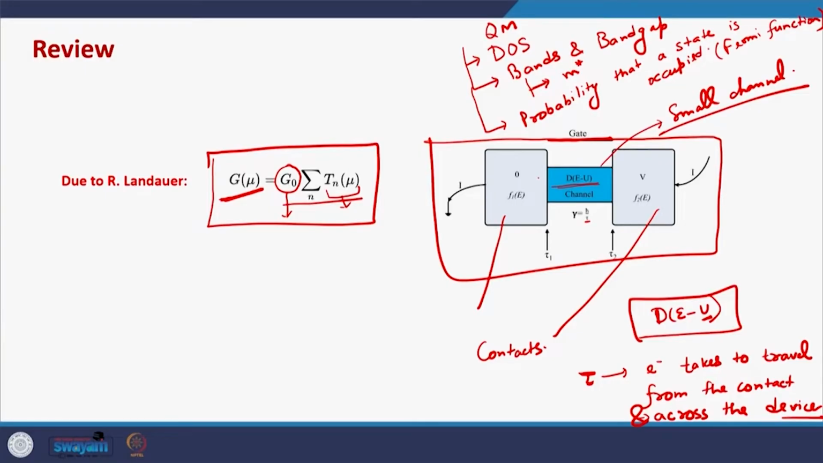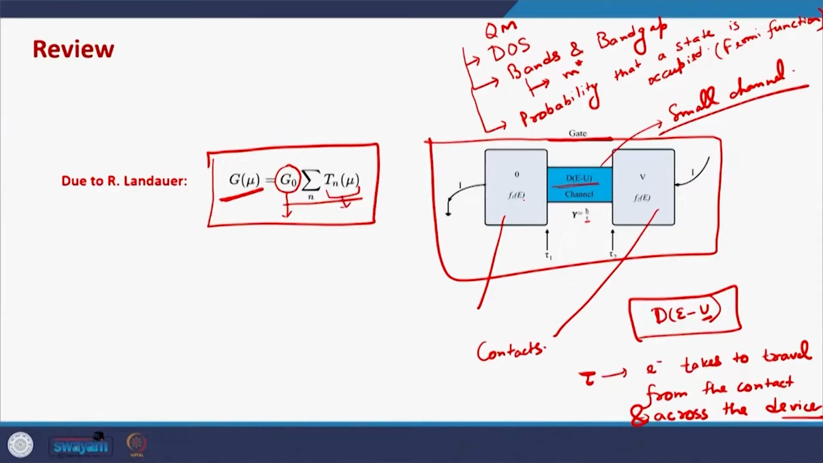For short channels, the time that the electron takes to jump from the contact to the channel is also significant as compared to the time that the electron takes to travel through the channel, and there we need to consider both the times: the time that the electron takes to jump from the contact to the channel and to travel through the channel.